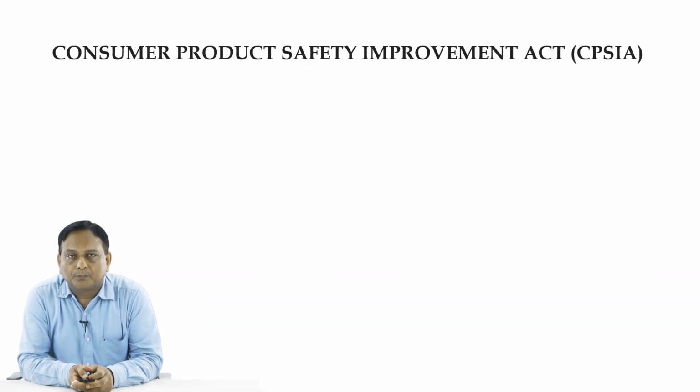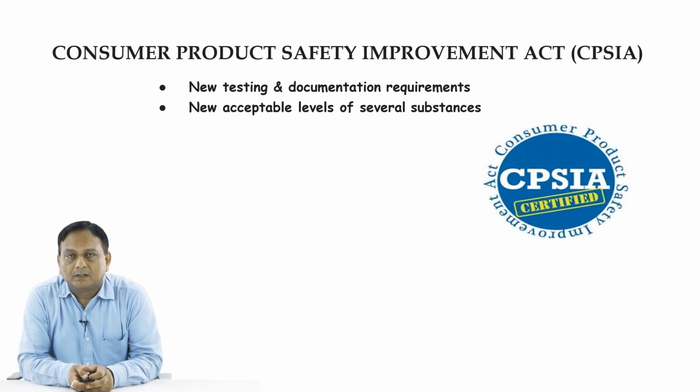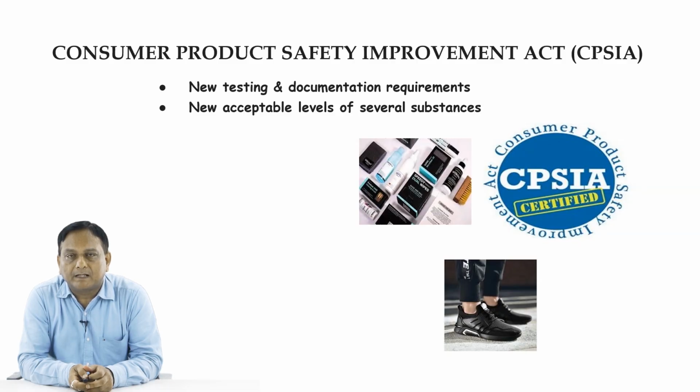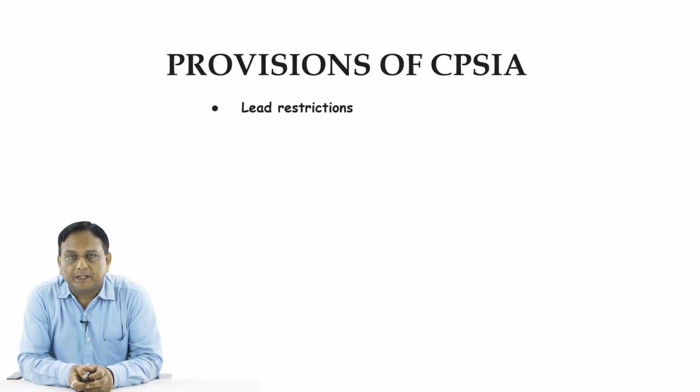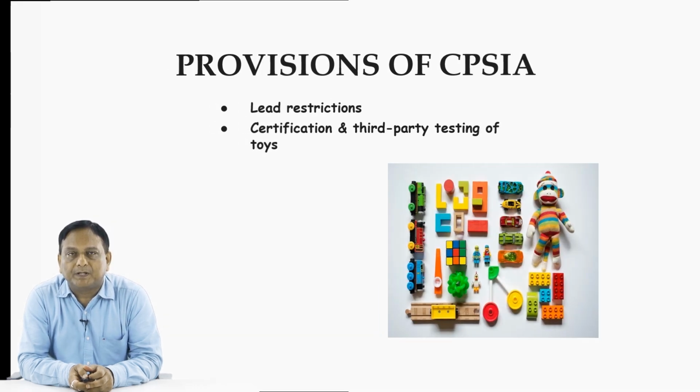Now the Consumer Product Safety Improvement Act, we call it CPSIA. Here new testing and documentation requirements, and different levels of several substances, are also important in CPSIA, and different products are covered under this category as is shown in the figure. Among the provisions in the CPSIA, lead restrictions are there, and certification and third party testing of toys are involved in this CPSIA.